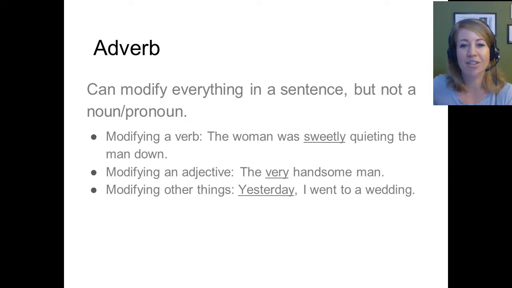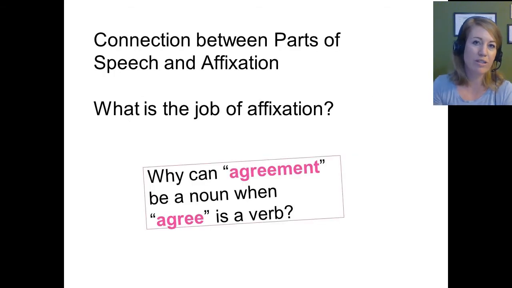And it can modify other things, like yesterday I went to a wedding. So in that case, it's describing the time that the verb happened, right? Or that the sentence happened. So anyways, those are our four parts of speech. So we're going to use those to guide our discussion today. And we're basically going to look at the connection between parts of speech and affixation. And we're basically answering the question, what is the job of affixation? What happens when we add these units, these small morphemes, these prefixes and suffixes? What happens to the words when they're being attached?